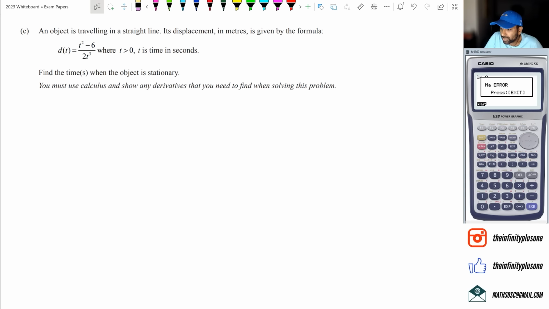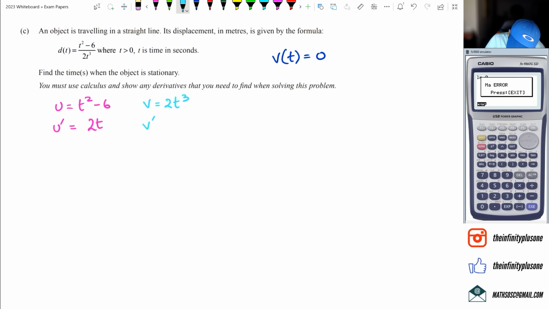All right, for stationary, we know that the velocity of this object has to equal 0. So what we want to know is when is v of t equal to 0. With that in mind, we've got the distance formula, so we've got to differentiate to get the velocity function. I've actually got to use the quotient rule for this. So I'm going to put down u is equal to t squared minus 6, which means u dash is equal to 2t. Then we've got v, which is in the denominator, which equals 2t cubed. And v dash is equal to 6t squared.